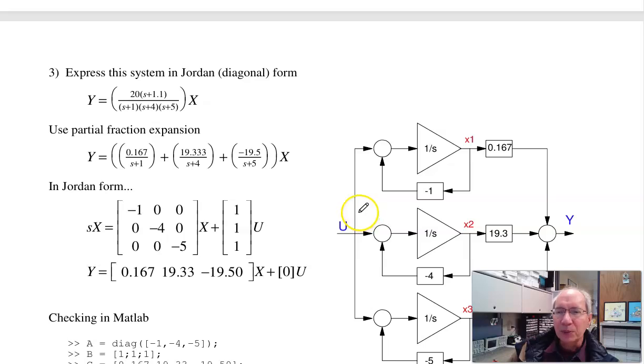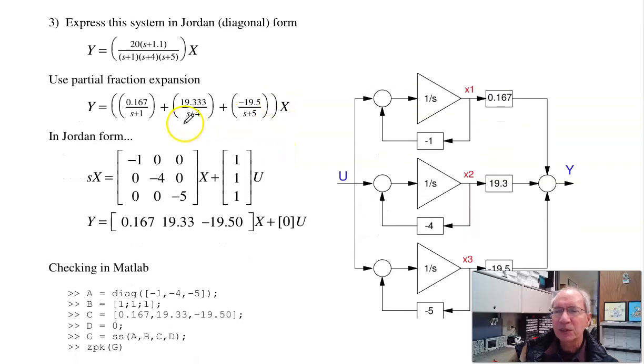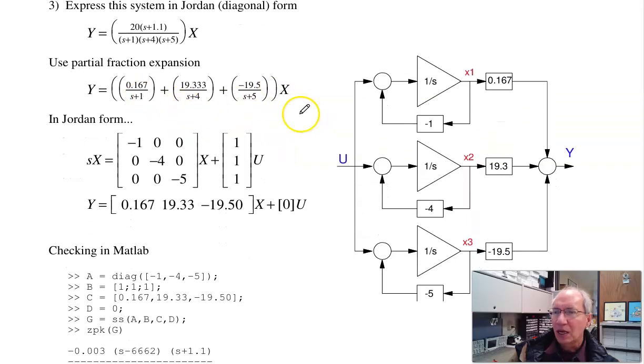Problem 3, express in Jordan form. In Jordan form, I do a partial fraction expansion. That gives me 3 first-order systems coupled. This is going to be the input times the output is 0.167. I could do 1 times 0.167. Well, as long as the product of these two is 0.167, 19.3, minus 19.5. It's a valid representation.